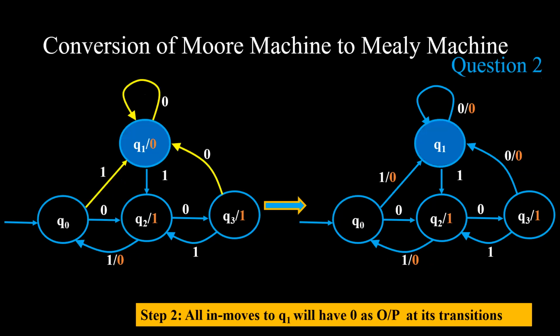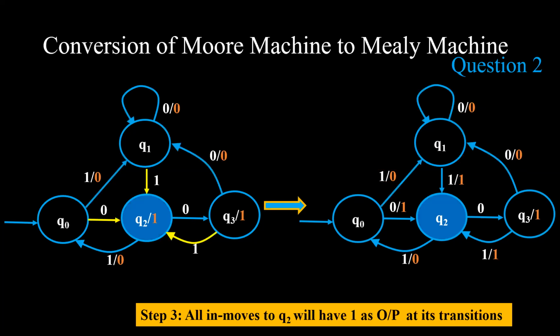Then we move to Q1 state. We have 3 in moves. One is from Q0 to Q1. Another is the Q0 loop on 0, and third is Q3 to Q1 on 0. What we will do, we will just take away 0 from Q1 and we will put this 0 on all the in moves of Q1. Q0 is over, Q1 is over.